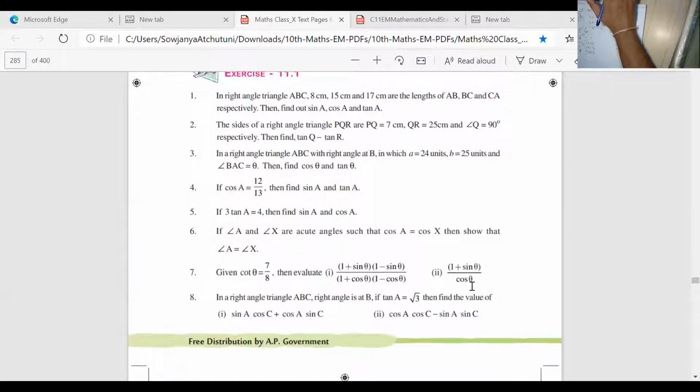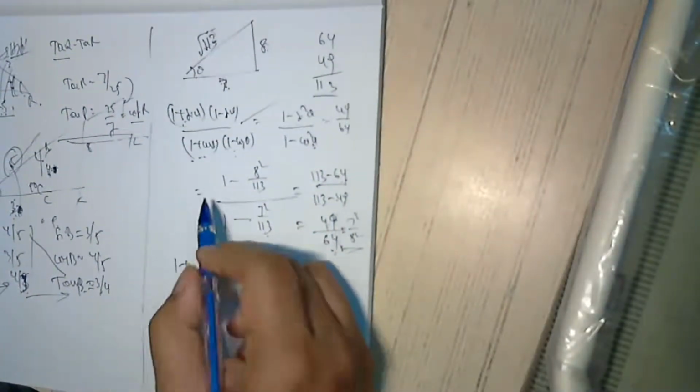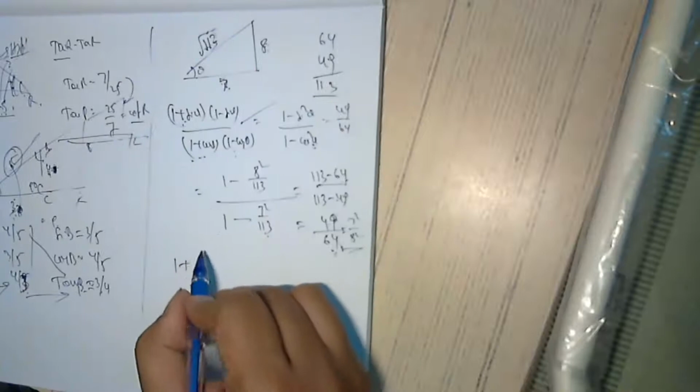What is the second one asked? 1 plus sin theta by cos theta. So 1 plus, what is sin theta? Sin theta is 8 by root 113.